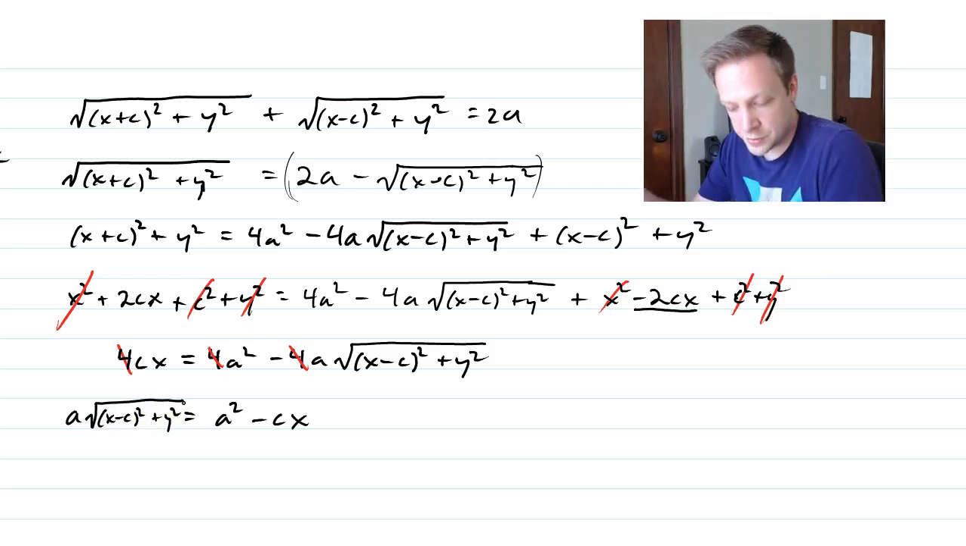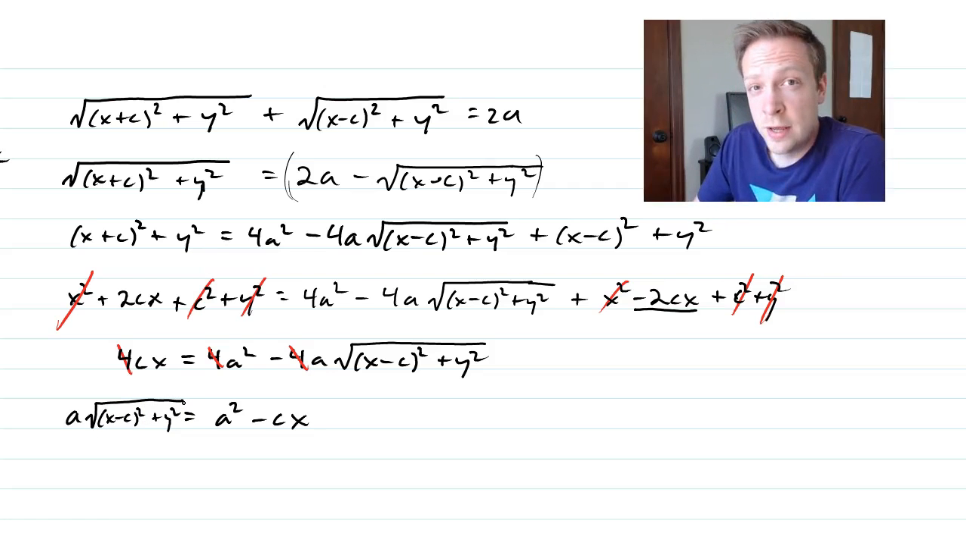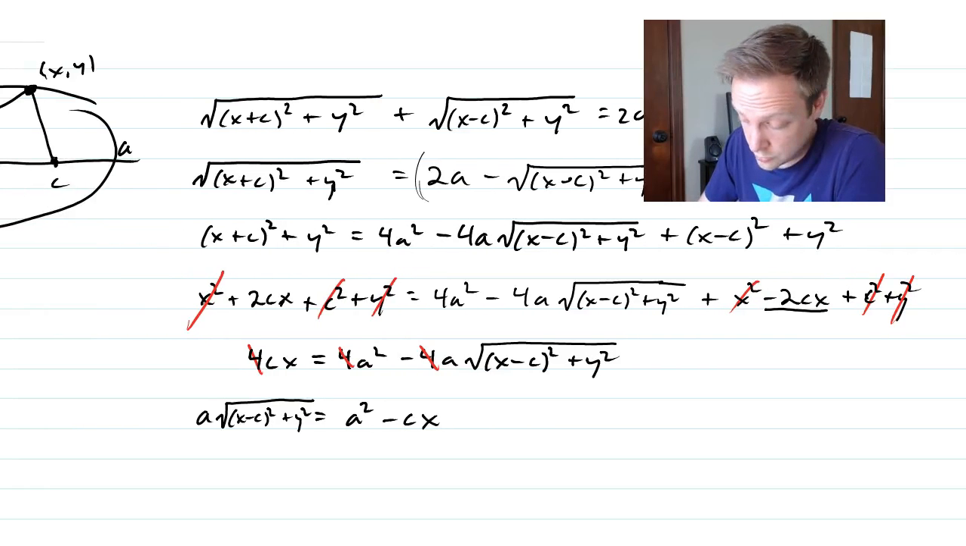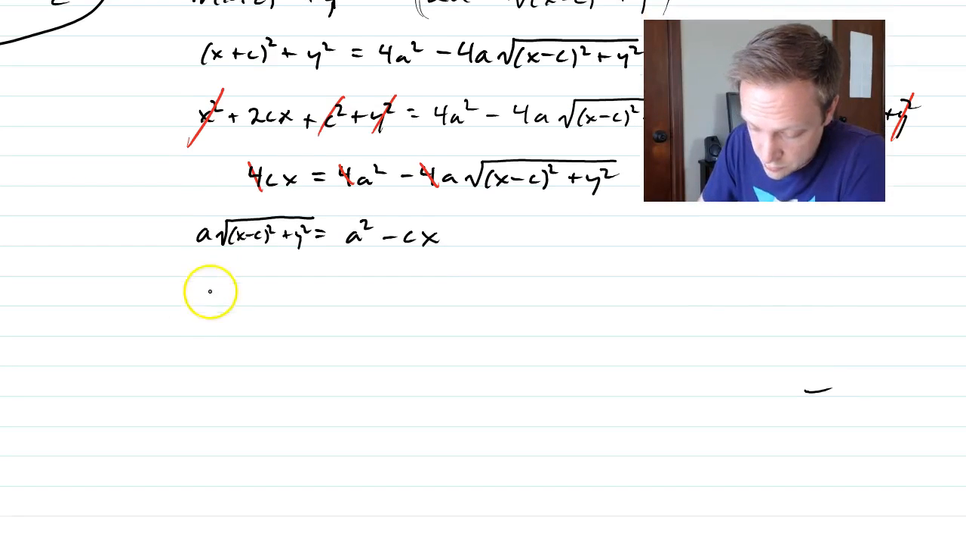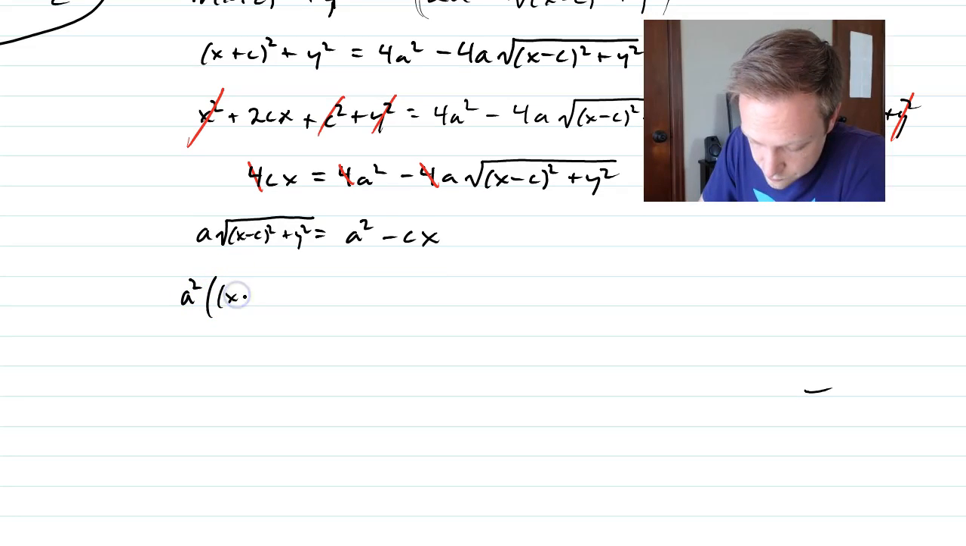So I moved the square root to the other side. I subtracted cx over. Now when I square it, it's going to be a lot easier to work with. So here we go. This is going to be a squared times the stuff inside.